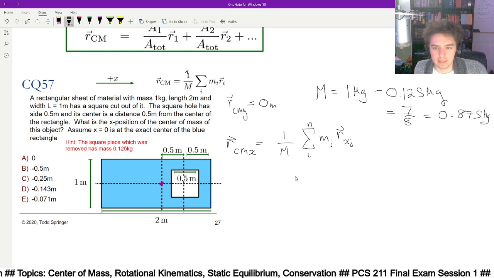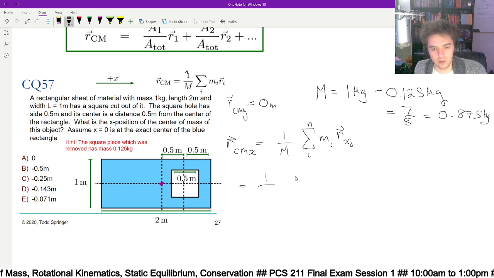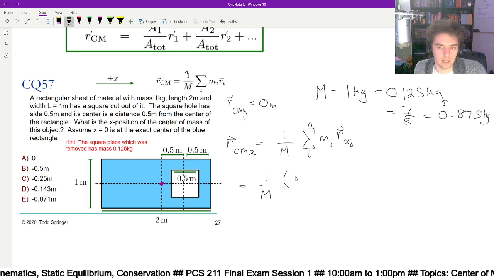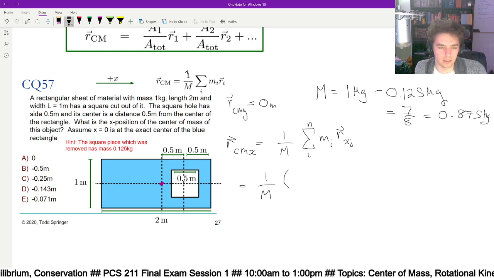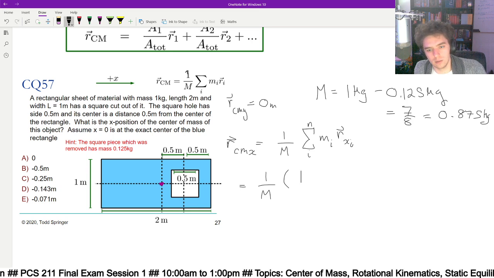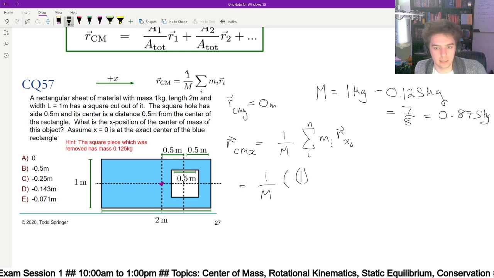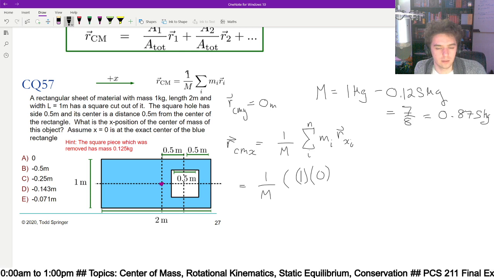So we know the total mass. Now for each piece of the mass, let's fill this formula in. It's going to be 1 over the total mass times each piece. There's only 2 pieces, right? So the first piece, let's consider the huge square, the bigger one. What's its mass? Well, its mass is 1, times its x position. Well, its x position is 0, right?